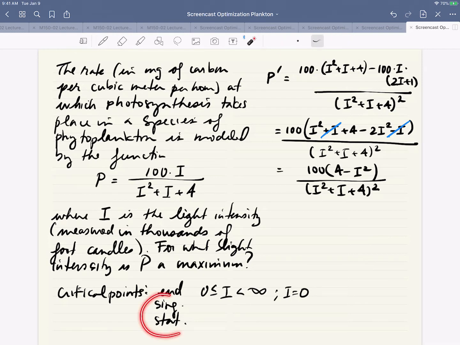We're interested in singular points and stationary points. So let's look at singular points. We'll do this algebraically, and then I'll return you to a principle I want you to remember that would allow you to answer the question immediately if you remembered that principle. But let's just look at this algebraically. Here's our expression for the derivative. Singular points are places where the derivative doesn't exist. So in this case, it would be where we get division by 0. So singular points are going to occur where I squared plus I plus 4 is 0.